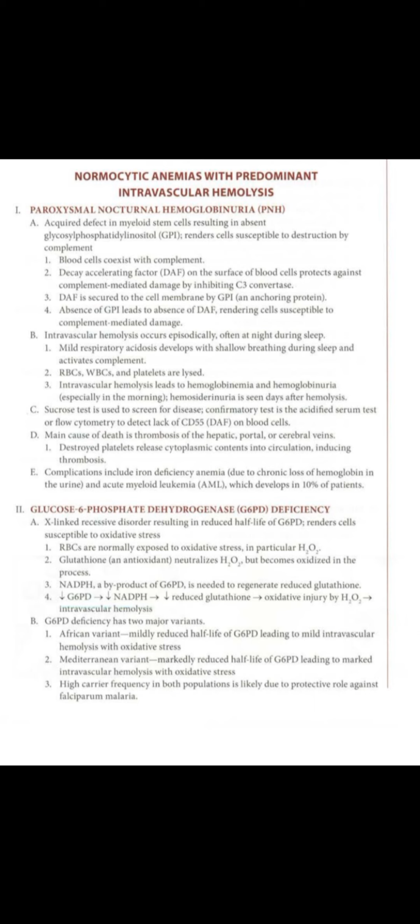Normocytic anemias with predominant intravascular hemolysis. Paroxysmal nocturnal hemoglobinuria is an acquired defect in myeloid stem cells resulting in absent glycosylphosphatidylinositol, rendering cells susceptible to destruction by complement. Blood cells coexist with complement. Decay accelerating factor on the surface of blood cells protects against complement-mediated damage by inhibiting C3 convertase.